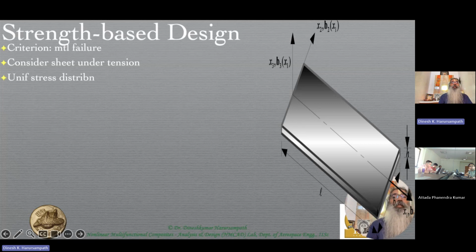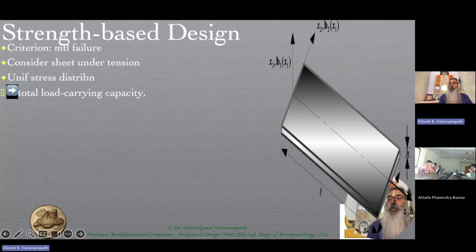Okay, so this is the assumption that we are going to make. Since it doesn't matter how you're going to have the actual load, we can assume in the interiors over here that the stress is uniformly distributed. So what does that mean? It means the total load carrying capacity of this, because remember, the criterion that we are looking at is material failure. In other words, it's a strength-based design.